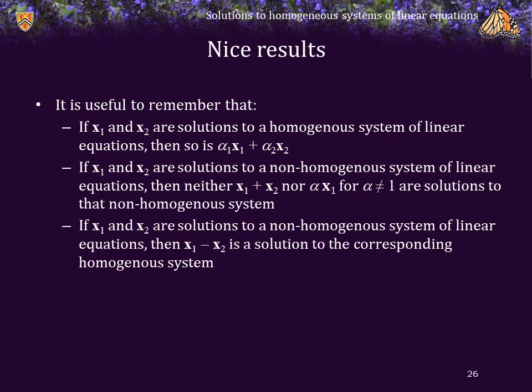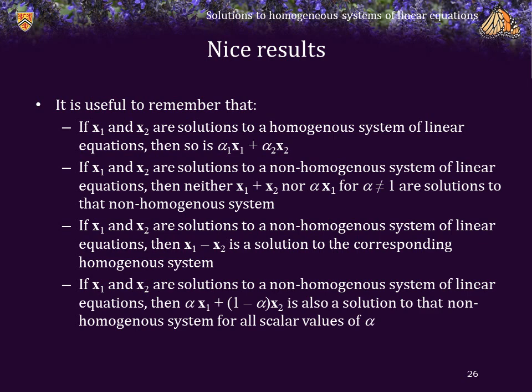If x1 and x2 are solutions to a non-homogeneous system of linear equations, then x1 minus x2 is a solution to the corresponding homogeneous system. Also, if x1 and x2 are solutions to a non-homogeneous system of linear equations, then alpha times x1 plus 1 minus alpha times x2 is also a solution to that non-homogeneous system of linear equations for all scalar values of alpha.